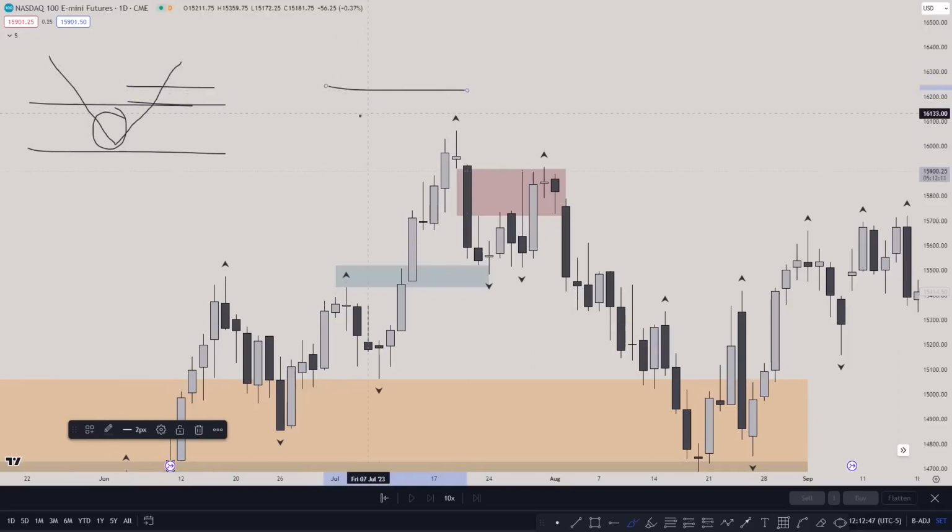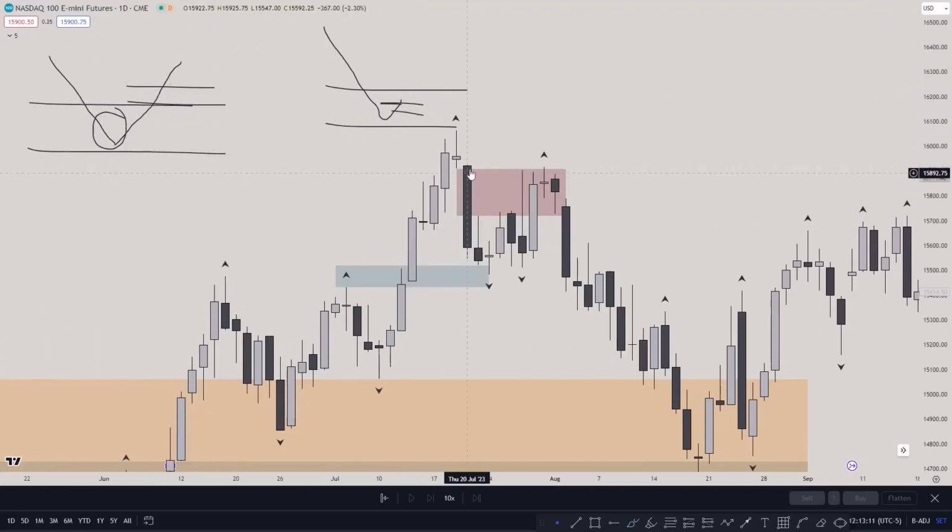The same thing goes for this. If we have a fair value gap on the higher time frame and price comes here, and inside of this on the lower time frame, we also have another fair value gap. That's also a high probability. But the better one is the one with the same time frame.